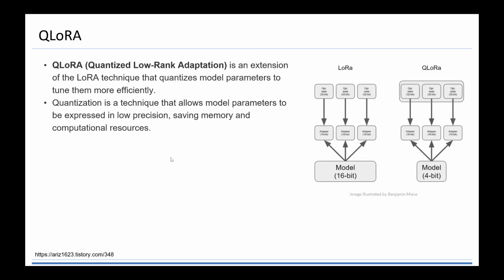The other kind of method we call QLoRA. The QLoRA is the quantized low rank adaptation. The QLoRA is an extension of the LoRA technique that quantizes model parameters to tune them more efficiently. In the LoRA, they don't apply the quantization. So in the LoRA, they use the model 16-bit. In the QLoRA, they try to adopt a lower bit. Quantization is a technique that allows model parameters to be expressed in low precision, saving memory and computational resources.